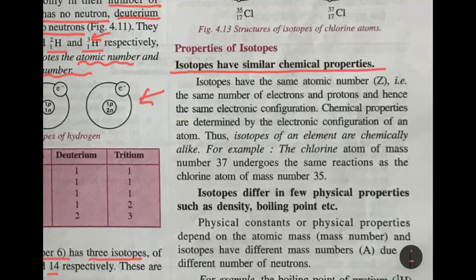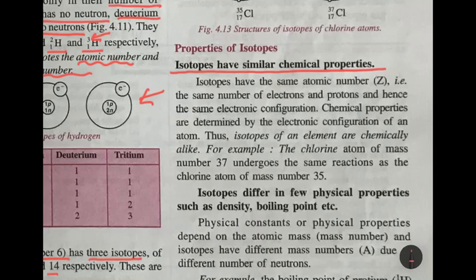Because they have the same number of electrons. And why are they showing the same chemical properties? Because when we talk about chemical properties, we are talking about how the valence electrons are either lost or gained in a chemical reaction. So since they have the same number of electrons, they have the same chemical properties.